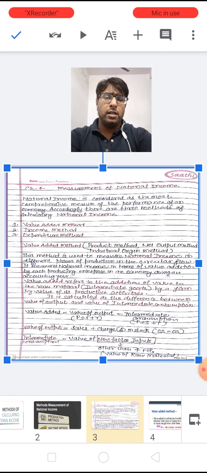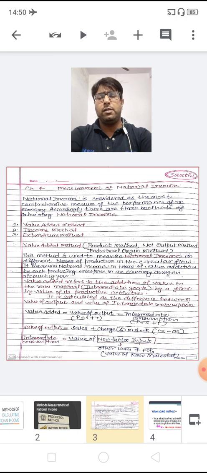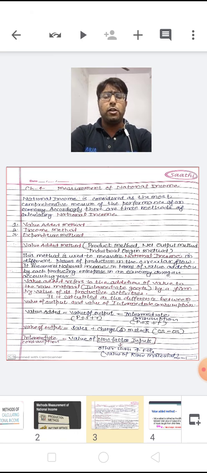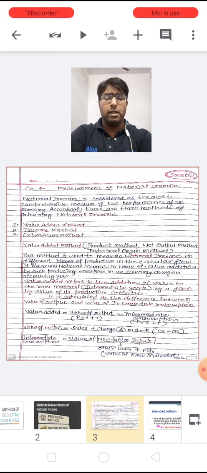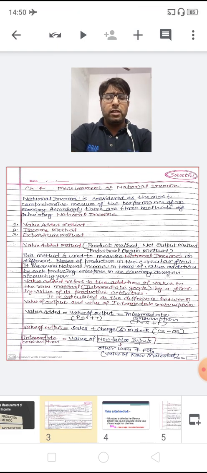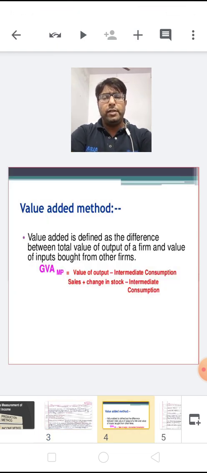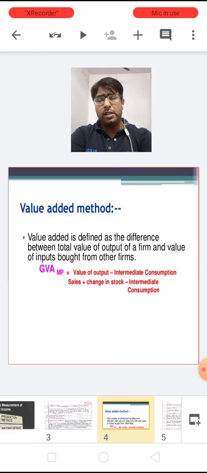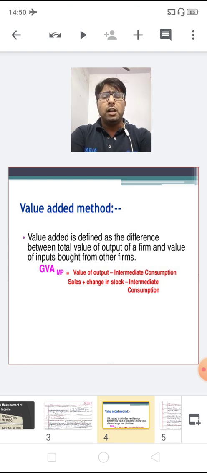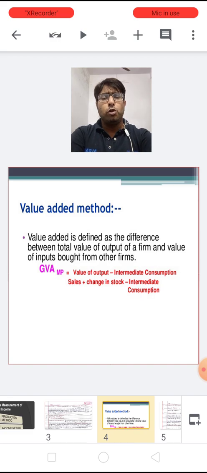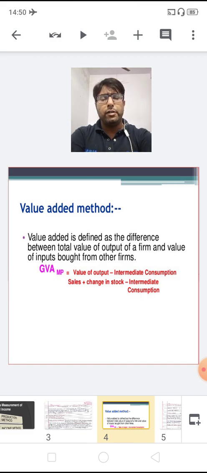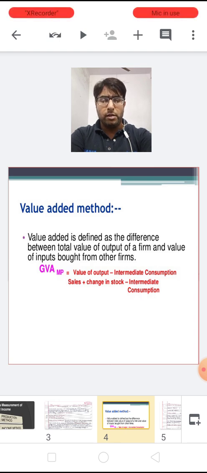So children, with the help of these formulas we will calculate the national income. One thing is very clear from this definition: the value added method is defined as the difference between the total value of output of a firm and the value of inputs bought from other firms.